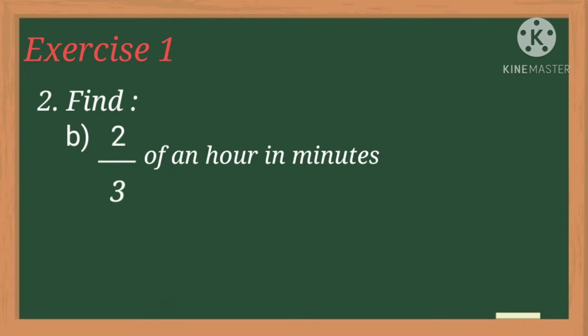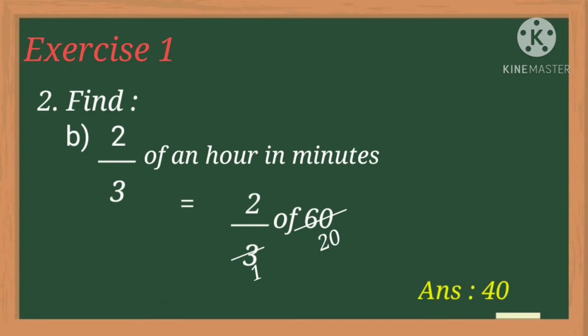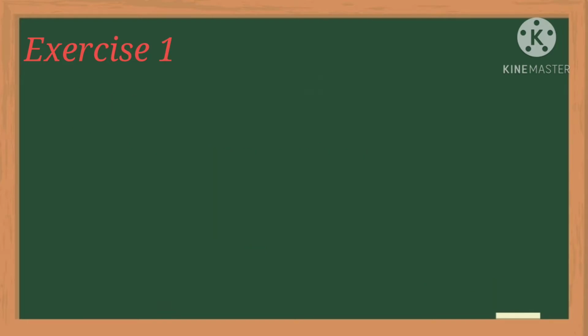Second one, 2 by 3rd part of an hour in minutes. So 1 hour means 60 minutes. You cancel out: 3 ones are 3, 3 twenties are 60. Multiplying the numerators, 2 into 20, we will get 40 minutes.